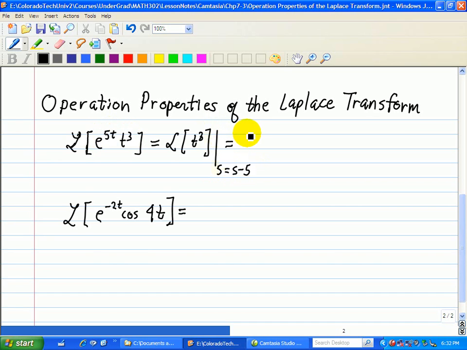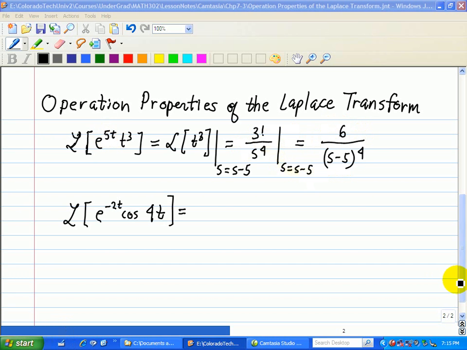We note that the Laplace transform of t cubed is 3 factorial over s to the 4th, and wherever there's an s, we're going to replace it with s minus 5. In this case, this would just be 6 over (s minus 5) raised to the 4th power. So that's our Laplace transform for this function.